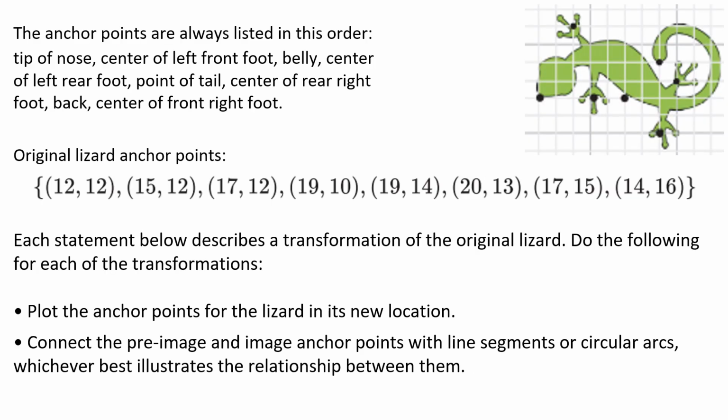So here's the lizard. It has its anchor points, okay? If you wanted, you could label all these points, like this is point A, this is point B, this is point C, and D, and E, and so on, okay? When the anchor point A goes to a new location, you could call that new location A prime, okay, with a little apostrophe. Or you could call the new location of B, B prime, okay?